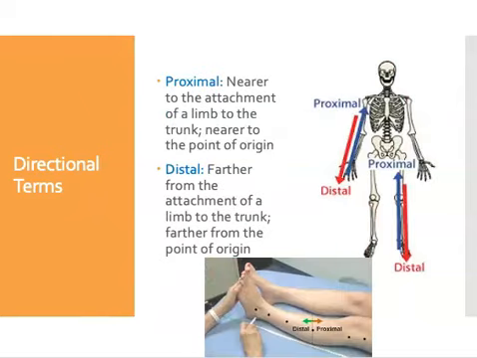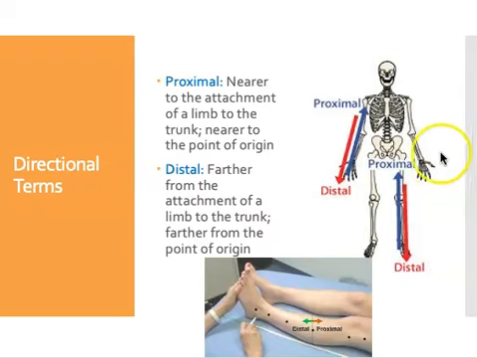The next pair of terms are proximal and distal. Proximal refers to nearer to the attachment point of a limb on the trunk, or nearer to the point of origin of a structure. In comparison, the term distal refers to being farther away from the attachment of a limb to the trunk, farther away from the point of origin.